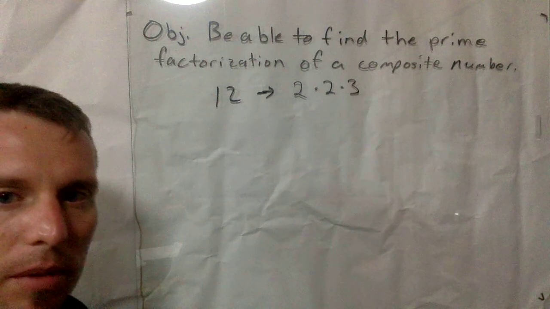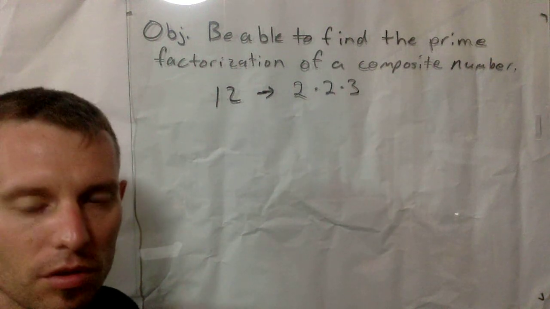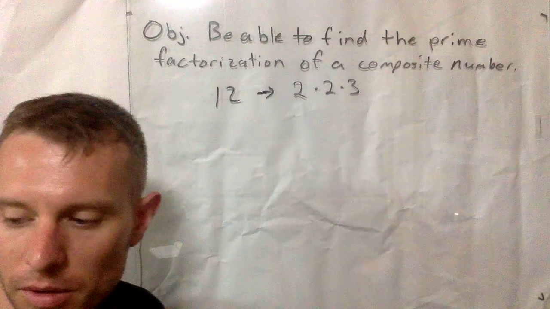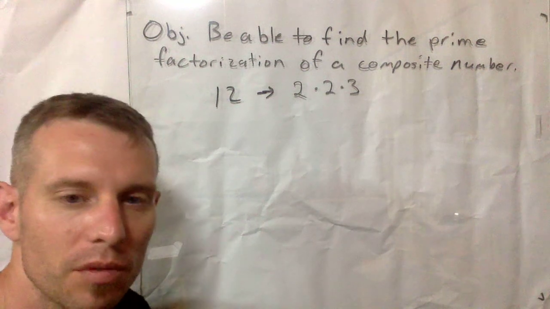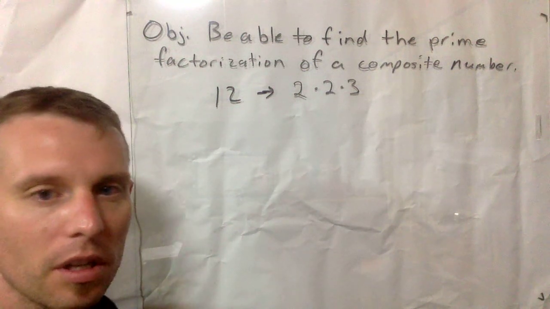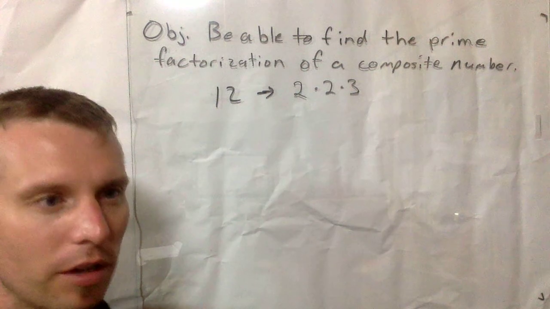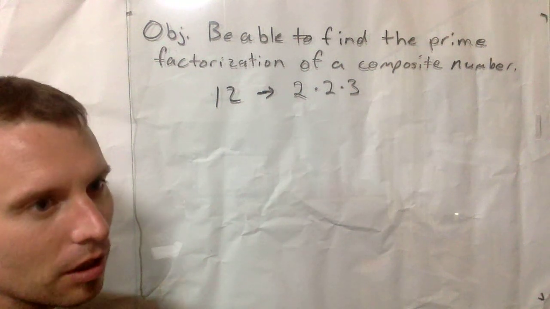So one is we can multiply 2 times 2 times 3. All of those are prime numbers, 2 is a prime number, the other 2 is obviously a prime number, and 3 is a prime number. 2 times 2 is 4, 4 times 3 is 12. So that would be the prime factorization. So let me show you the two methods of how to get that.